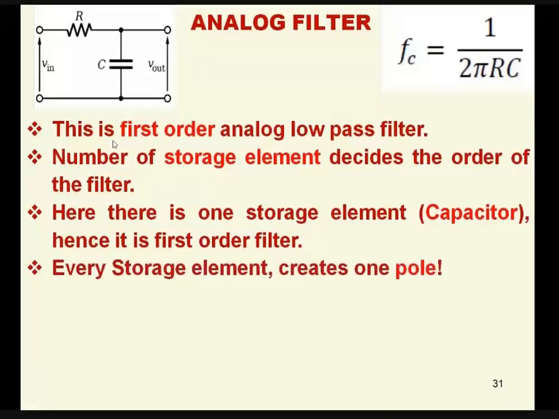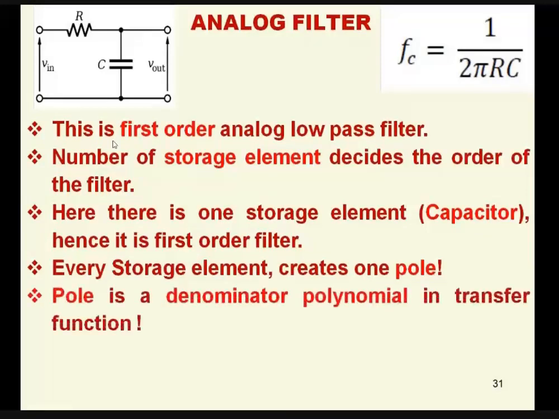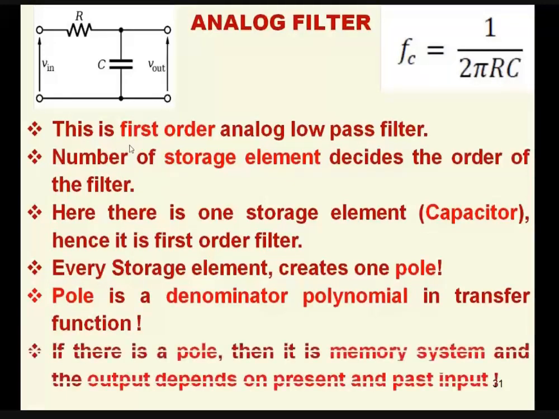Every storage element creates one pole. Now the pole zero concepts from your control system come into the picture, which is again an extension of signals and systems. Fantastic, right? So every storage element creates a pole, because there is one capacitor, it creates one pole. If you analyze this RC network in terms of pole zero concepts, here there is one pole because there is one storage element. It's very interesting, right? So the pole comes from the denominator polynomial in the transfer function, as we all know. Denominator polynomials give poles.